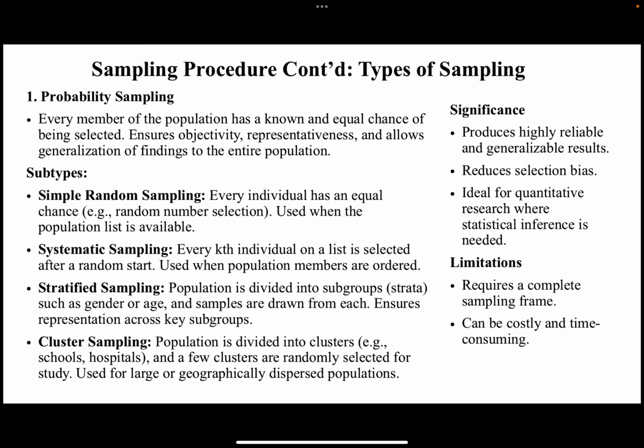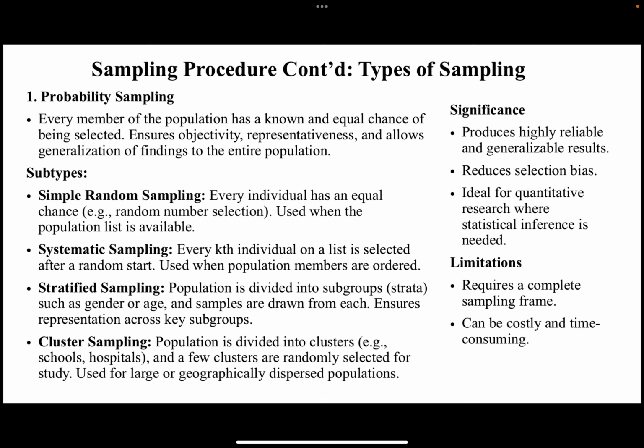Now, when do we use systematic sampling? We use systematic sampling when the population is ordered. Again, when you want something simple and quick, a quick way of doing sampling, one of the easiest ways to use is systematic sampling.